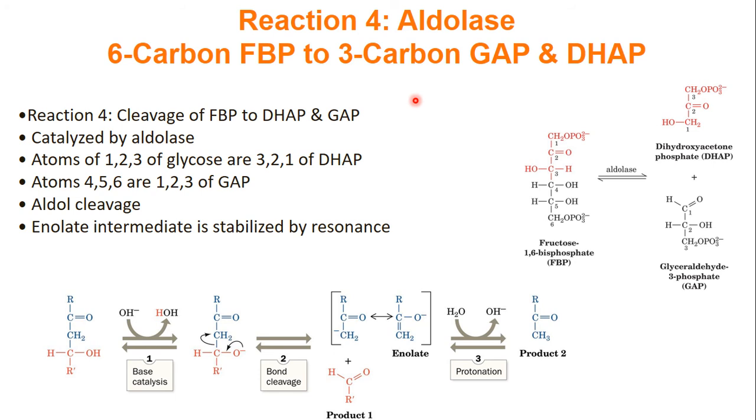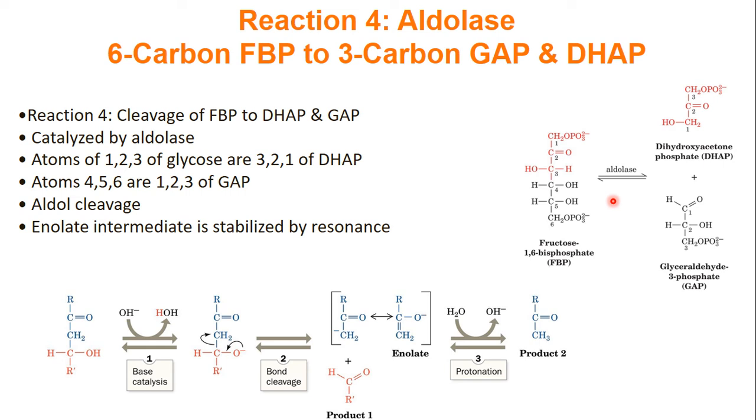So reaction 4 is we take our fructose 1,6-bisphosphate and we're going to cleave it. And we cleave it into 2 3-carbon molecules, DHAP, dihydroxyacetone phosphate, and GAP, glyceraldehyde 3-phosphate. And the enzyme that is going to do this for us is aldolase.